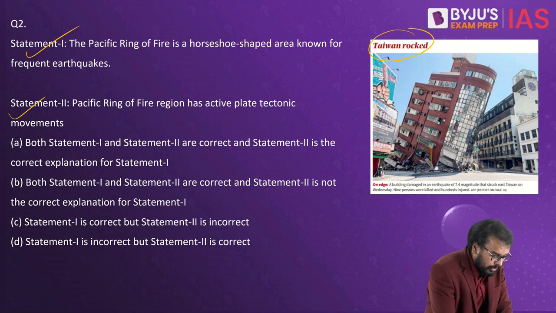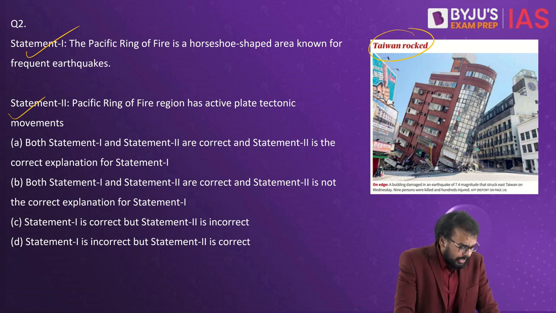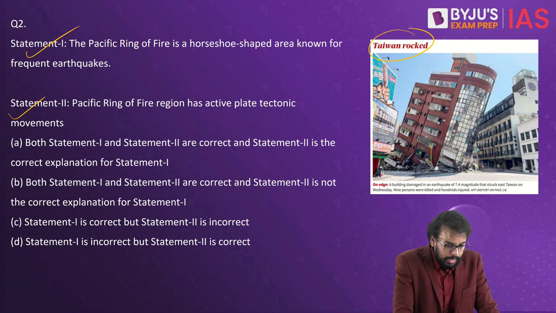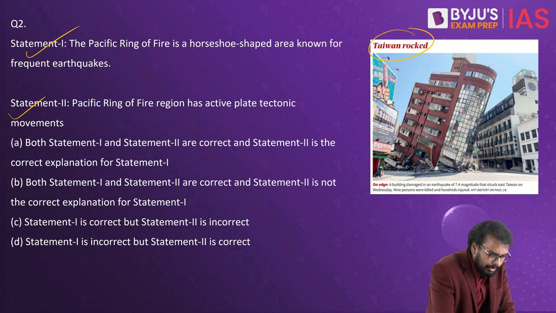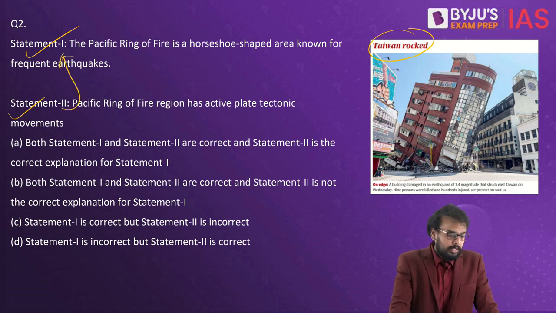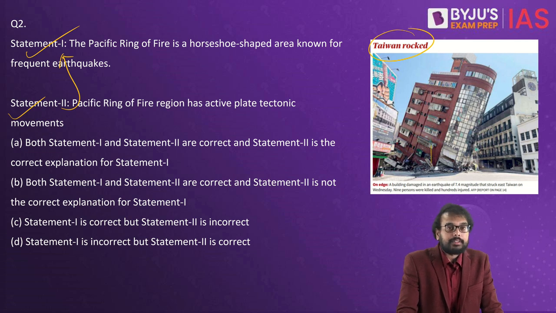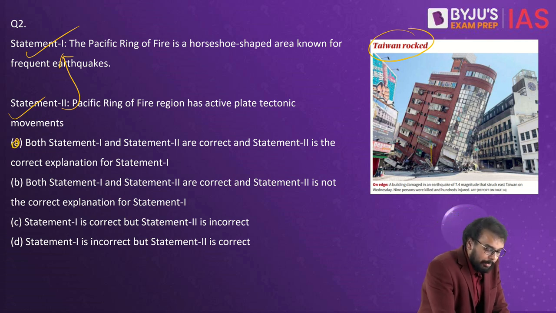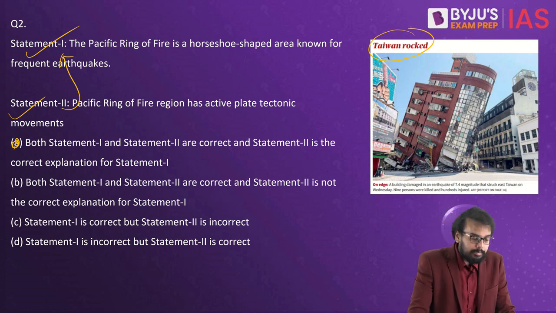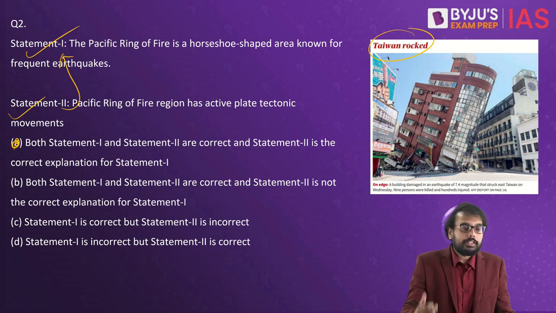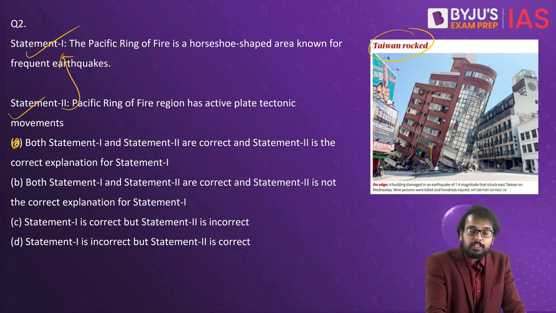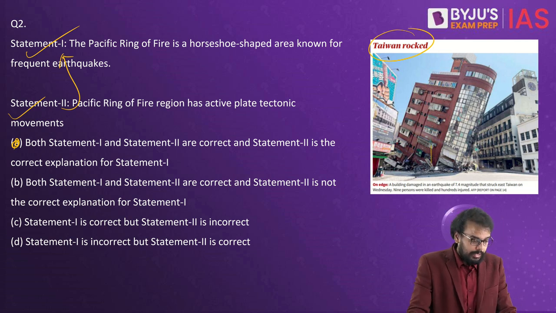So both the statements are right. Now we should select between A and B. Option A says that both statement 1 and 2 are correct, and statement 2 is the correct explanation for statement 1. Does statement 2 give a correct explanation to statement 1? That is, the Pacific Ring of Fire has active plate movement, as a reason it has frequent earthquakes. Yes, this statement is right. Since the Pacific Ring of Fire has active plate movement, this leads to earthquakes. So statements 1 and 2 are right, and statement 2 is the explanation for statement 1. So the answer has to be A.